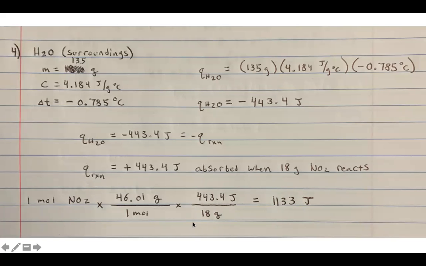Okay. Again, these would typically be like 2 separate problems. They don't really typically combine these. But are there any questions on this problem?